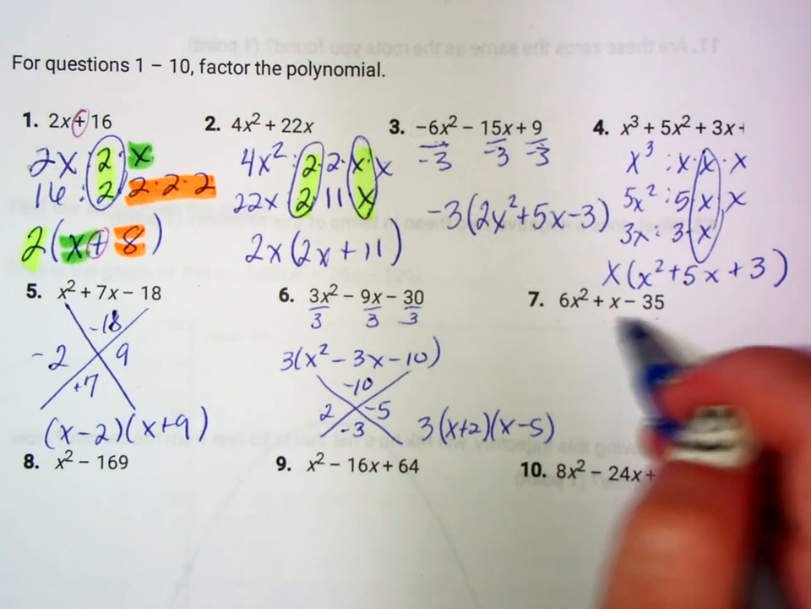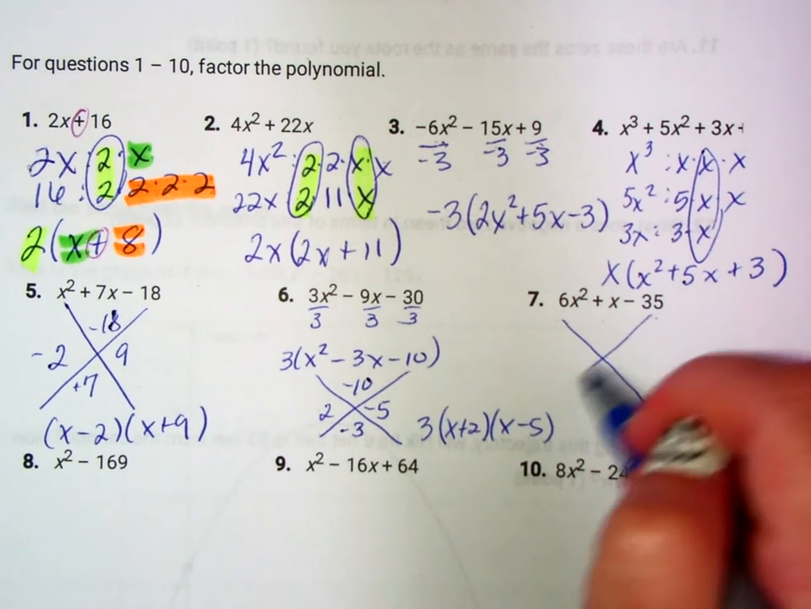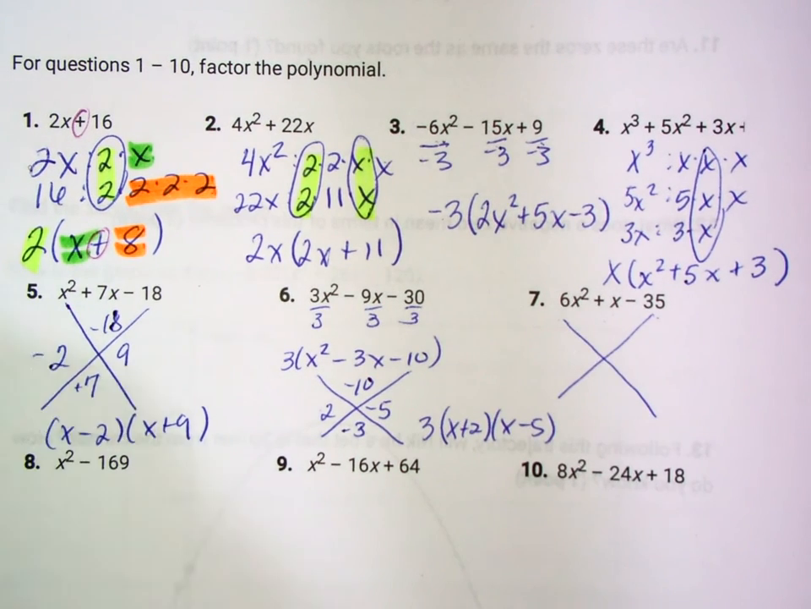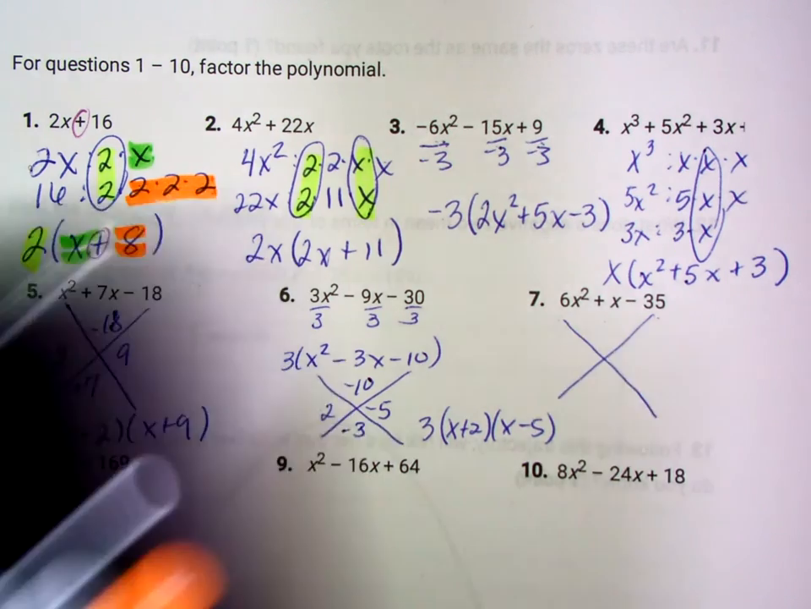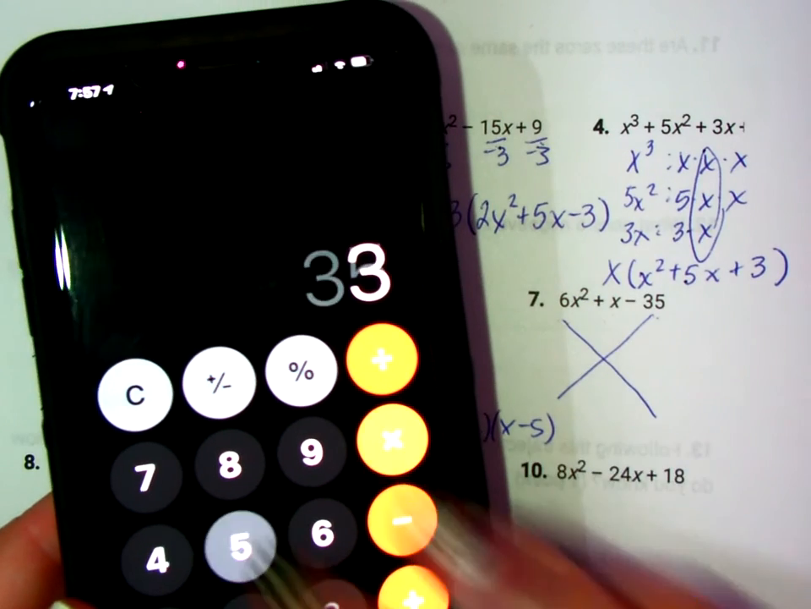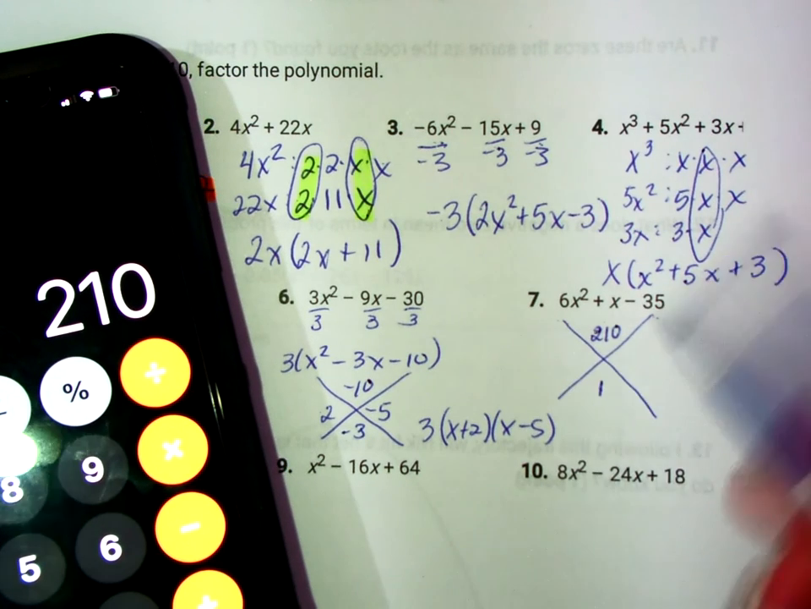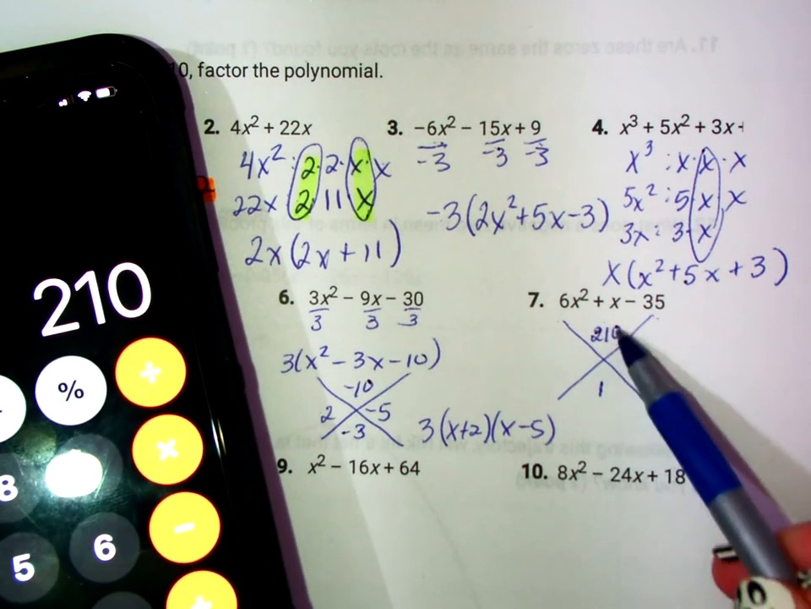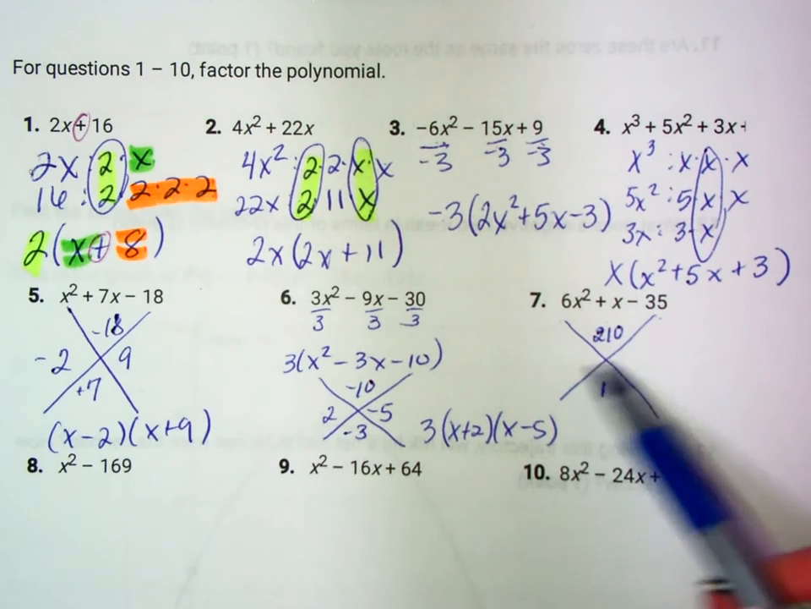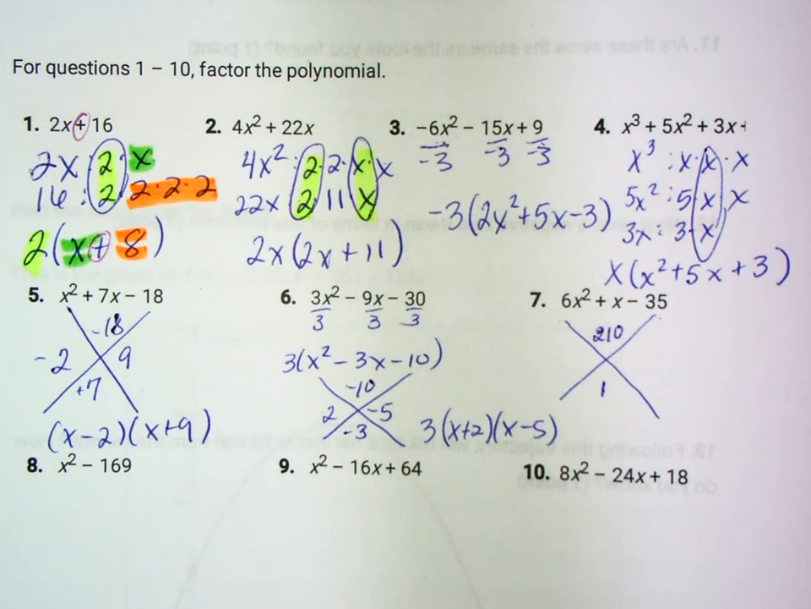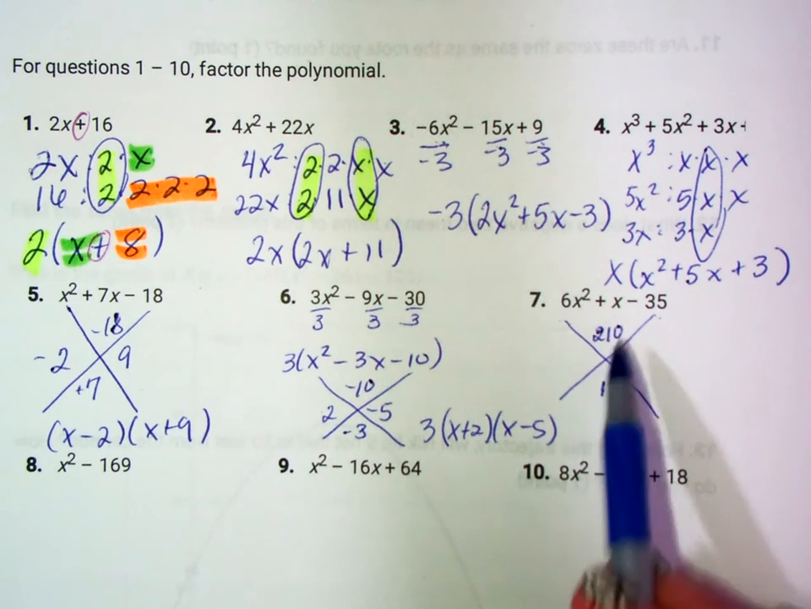For this one right here, there is no greatest common factor. So when we have something this big, 6 times 35, remember that you can guess and check, but 6 times 35 equals 210, and then there's a 1 in the middle. So we're looking for two really close factors here that would subtract and give me 1. So take a second to see if you can come up with something times something that equals that.